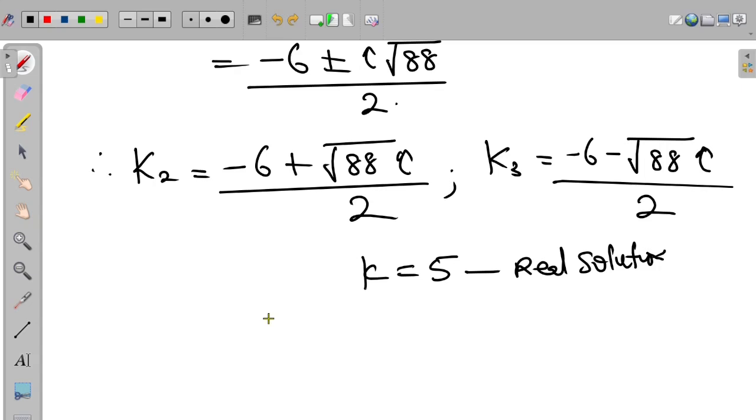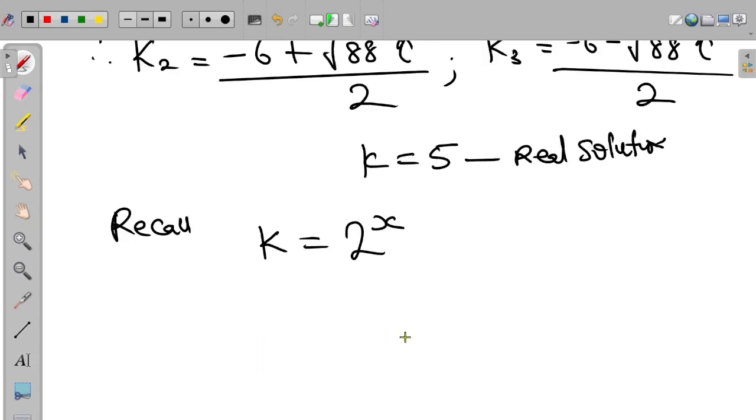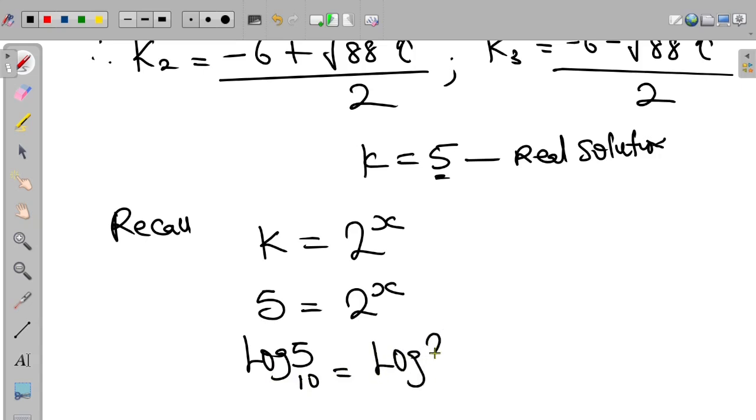Now recall that we are asked to find the value of x, and also we made a simple substitution, let k be equal to 2 raised to the power of x. Now at this point, k is giving us 5, so we have that 5 is equal to 2 raised to the power of x. Now at this point, to obtain the value of x, we can take the log of both sides. So we have that log 5 in base 10 is equal to log 2 raised to the power of x in base 10.